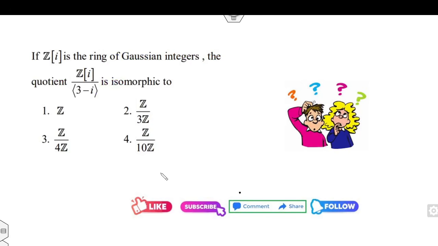Now, again, this is the Gaussian integer. Find this group. That means if I say Z of i, instead of the 3 minus, if I simply say a plus ib, this is the ideal. This is isomorphic to what? Can you solve this in 10 seconds?